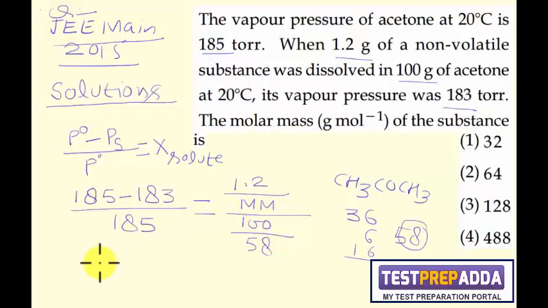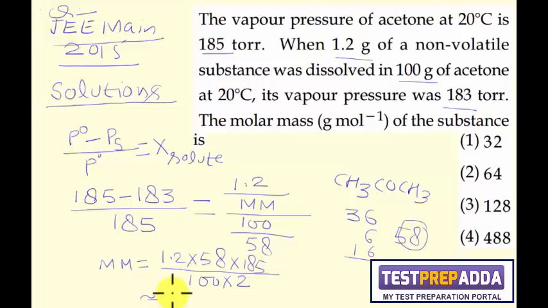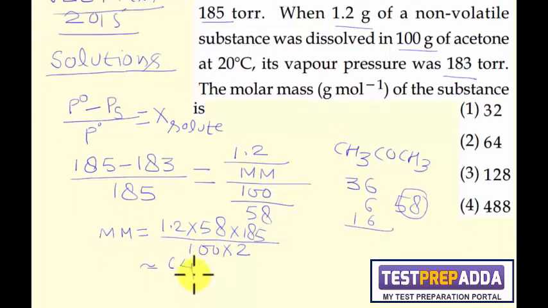Now if you solve, molar mass of solute will come as 1.2 into 58 into 185 upon 100 into 2. Now if you solve, it approximately comes as 64. The value comes approximately as 64, and that matches with option 2. So option 2 is the correct answer.